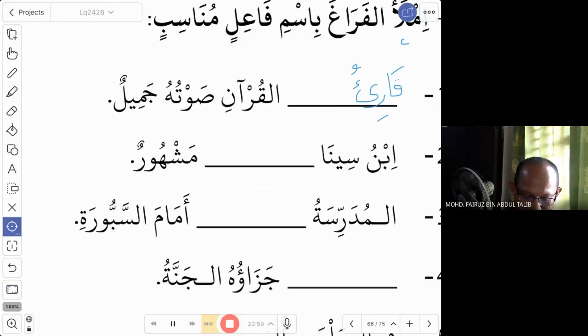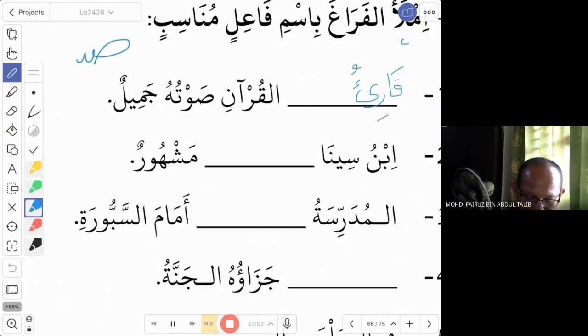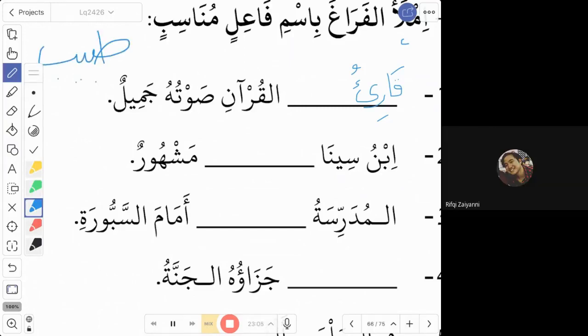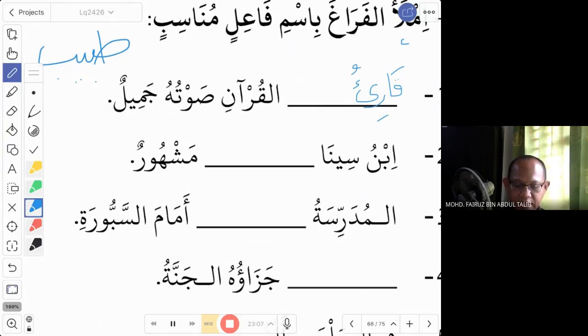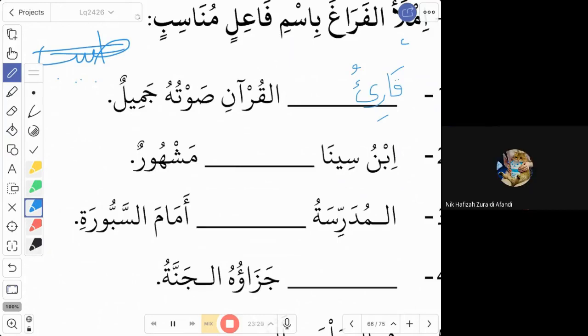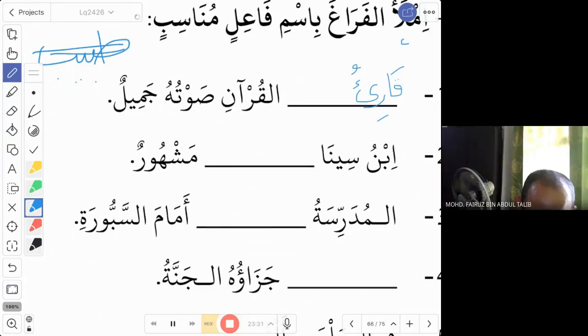If you use tabib, is it in the isim fa'il form? No, this is a different form. So tabib is not an isim fa'il, so it is not suitable in this jumlah. We need to find another word. Okay, let us try the word scholar, somebody who knows. So we want to say he is a famous scholar. Alim. Alimun, yes, correct.